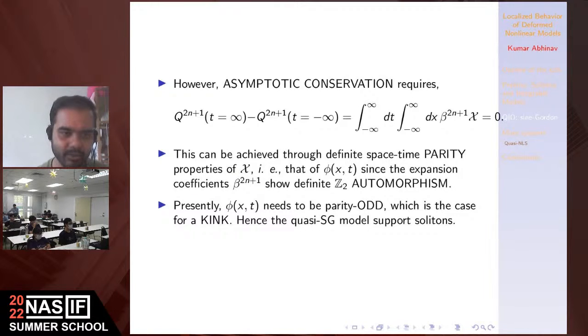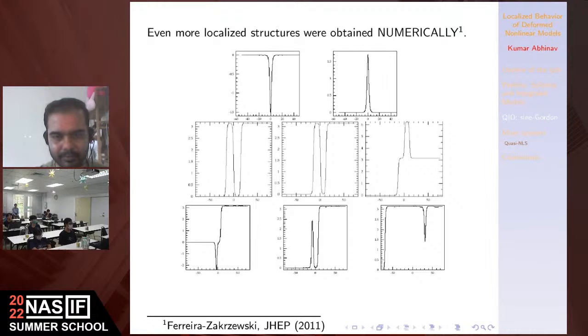There are other odd parity solutions also, localized solutions, for which it's conserved asymptotically. So that means particular solutions can exist in that system which are localized, for which the system can be quasi-integrable. So the system can support these localized solutions or solitons. So you can observe solitons in these deformed systems also.